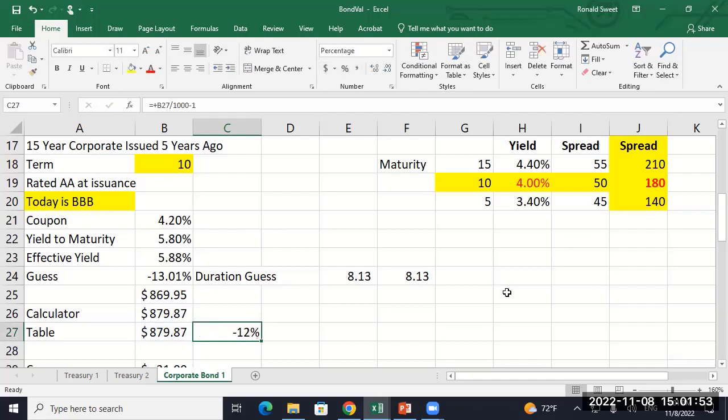All right. So this bond fell 12%. What if interest rates had not changed? What if the 10-year was still at 3.8? The risk-free was 3.8. It would have fallen 11%. Well, the spread stayed at 50. Most of that drop, 10% of that 12% drop, was because they got downgraded. Only 2% was because interest rates rose. So most of that bond's price fall was because it got downgraded.